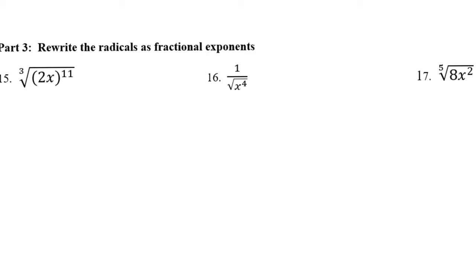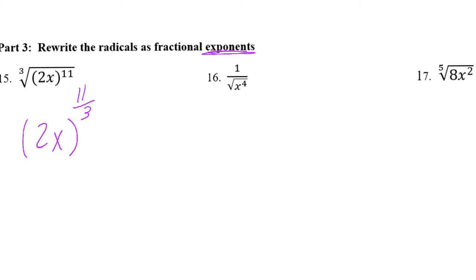All right, the next one says that we are rewriting them as fractional exponents. So we got to get rid of the radical. So my base is going to be 2x, and I am going to leave it in parentheses because it's in parentheses in there, so it needs to be in parentheses out of there. So remember, it's always numerator from the inside, so 11 goes on top of the fraction. Denominator's on the outside, so 3 is on the bottom.